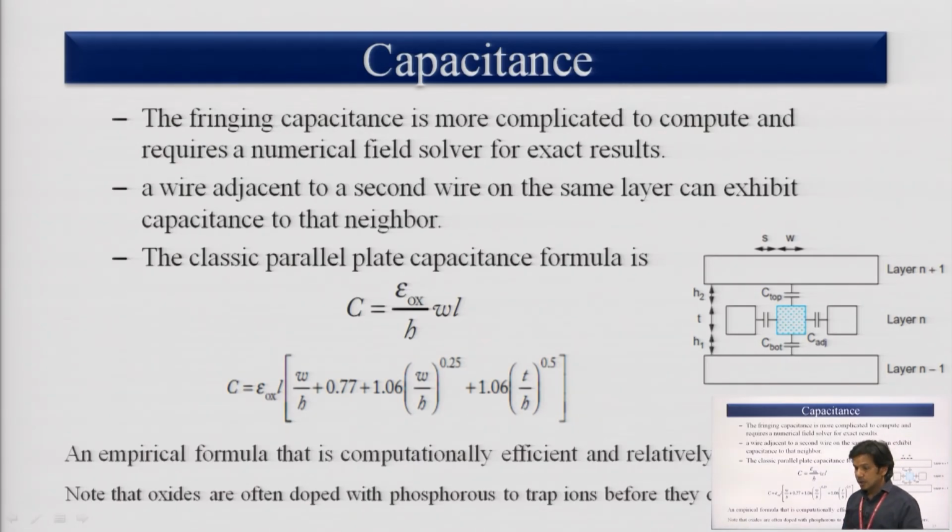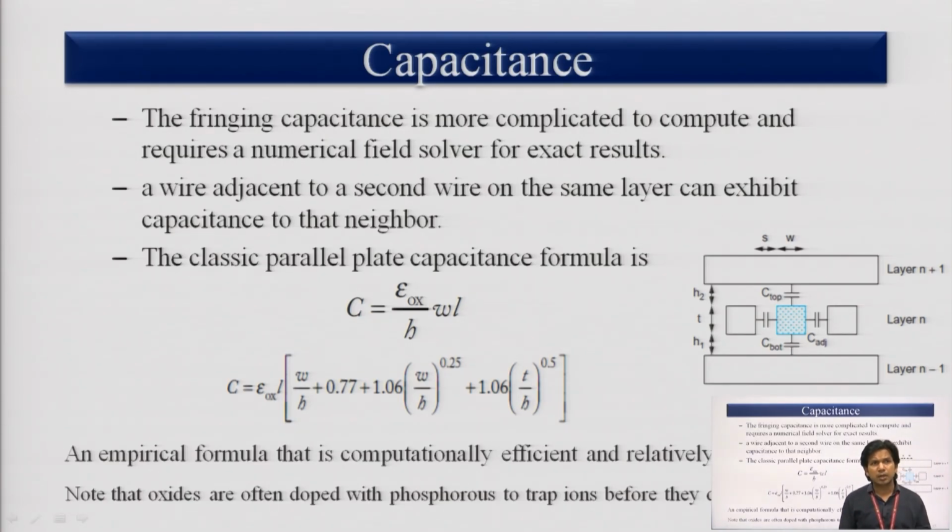Now, the fringing capacitance is more complicated. If you want to compute its value, it requires a huge numerical field solver to find the exact result. So, obtaining the fringing capacitance is a little bit complicated. The wire adjacent to a second wire on the same layer can exhibit a capacitance to that neighbor. That means if you have a parallel wire, then you will also face some kind of capacitance between the wires.